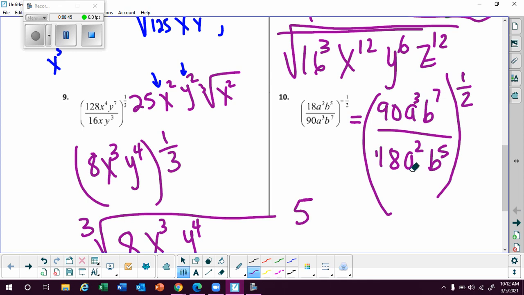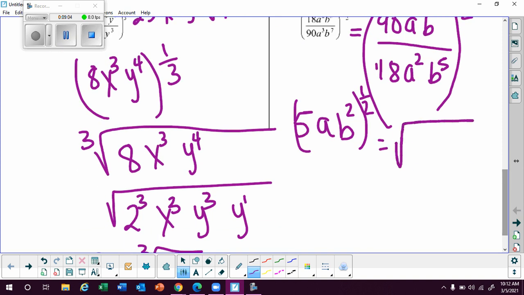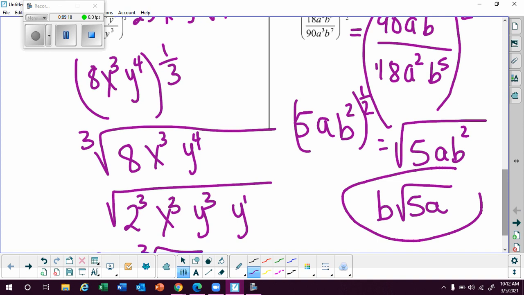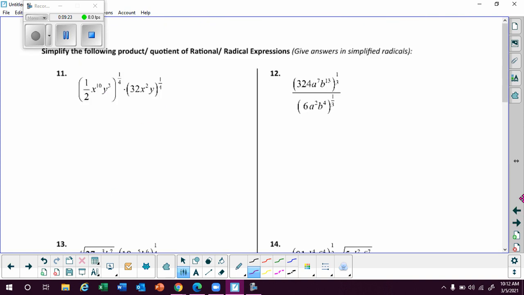A cubed minus a squared is 1a. b7 minus b5 is b squared, to the 1/2. What this means is I can put this in the square root, 5ab squared. The only pair I have is b, so b comes out, but 5 and a stay inside. And that's all you have to do. All right.